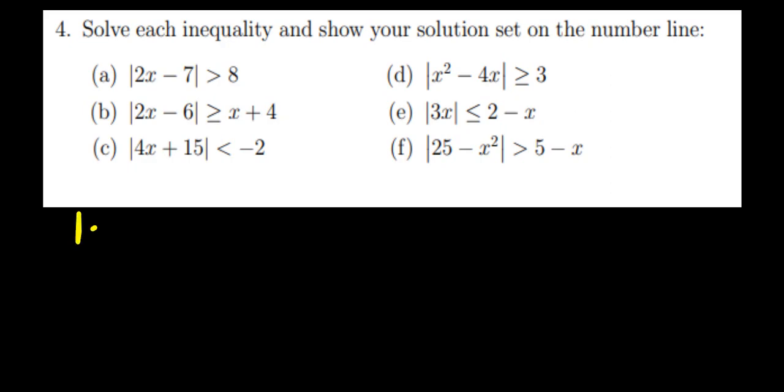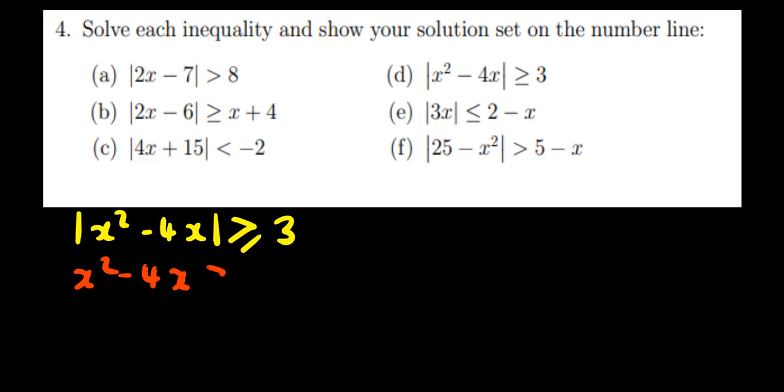So we have x squared minus 4x. This is greater than or equal to 3. Same principle applies. So x squared minus 4x, this is greater than or equal to 3, or the next expression will be x squared minus 4x. You change the direction of the inequality, so it will be like that. Then you also change the sign of the other expression, which is negative 3.